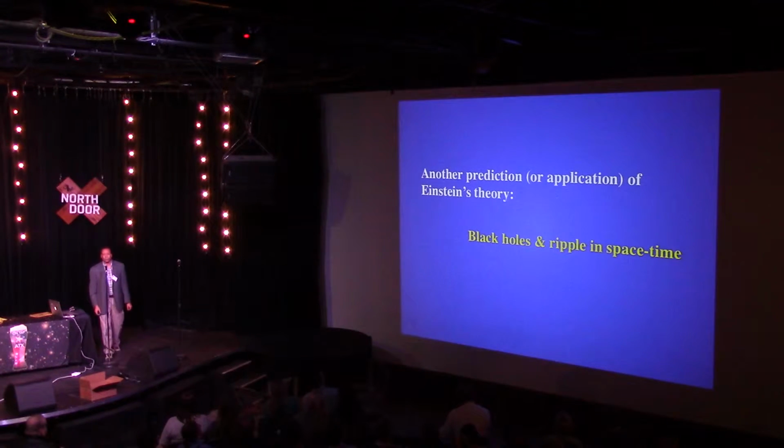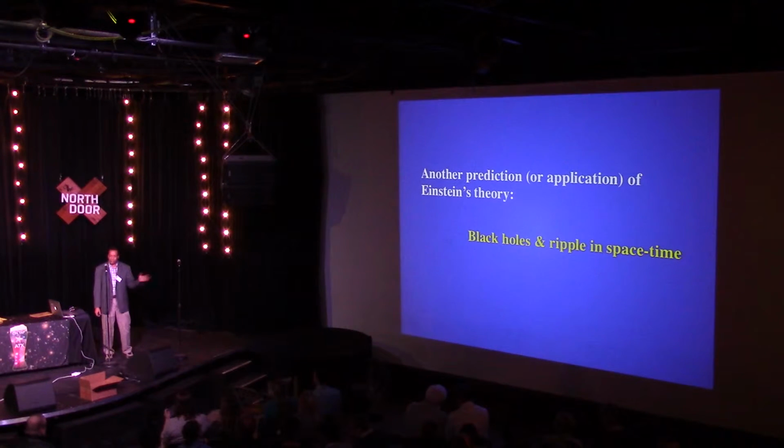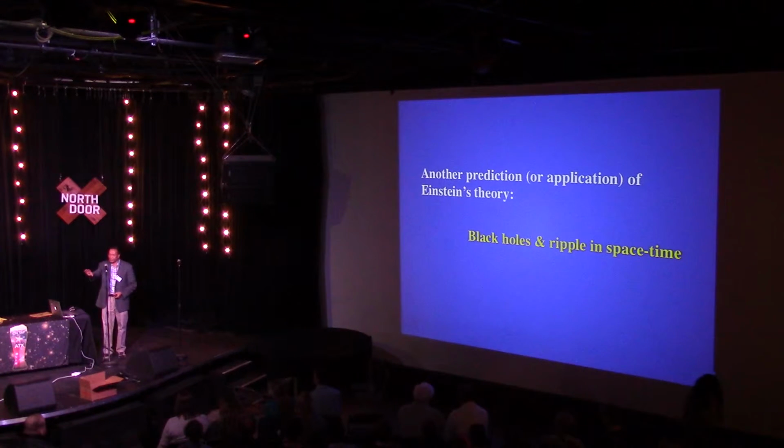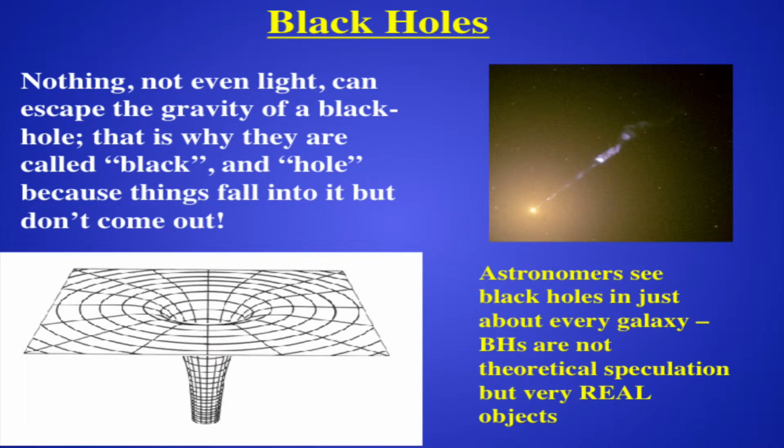There is another prediction. There are many, many predictions of Einstein's theory, and there are many, many uses of Einstein's theory. I'm just going to tell you about a couple of them. One of them is black holes. That there are black holes. That follows from Einstein's theory, and there is a ripple in space-time that can go from one place to another place. That's another prediction of Einstein's theory, and we see that happening. Black holes. So what are black holes?